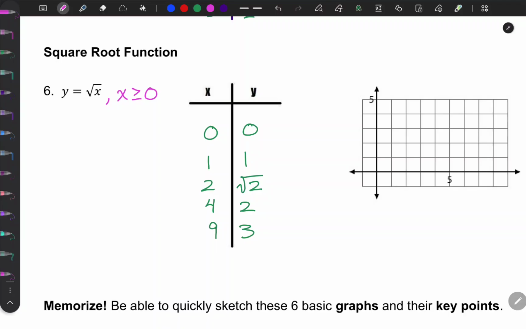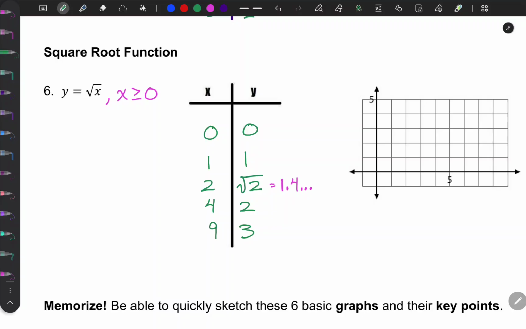Now if we start with 0, 1, and 2 for our x values, you'll notice we're not going to get very far on the graph. Because we're taking a square root, I picked some convenient values that are easy to take a square root of, like 4 and 9. Usually when I'm graphing this, I probably wouldn't even bother with that point there because it's a little bit of an awkward point. But if we want to know approximately where it is, the square root of 2 is approximately 1.4, just to give you an idea of where it goes on the graph.